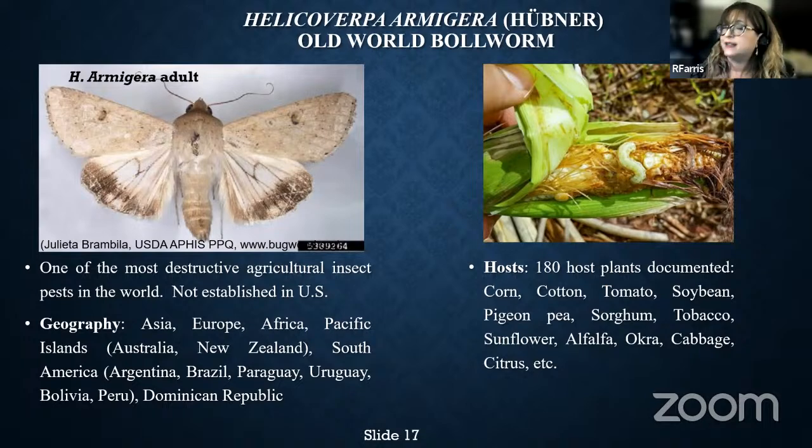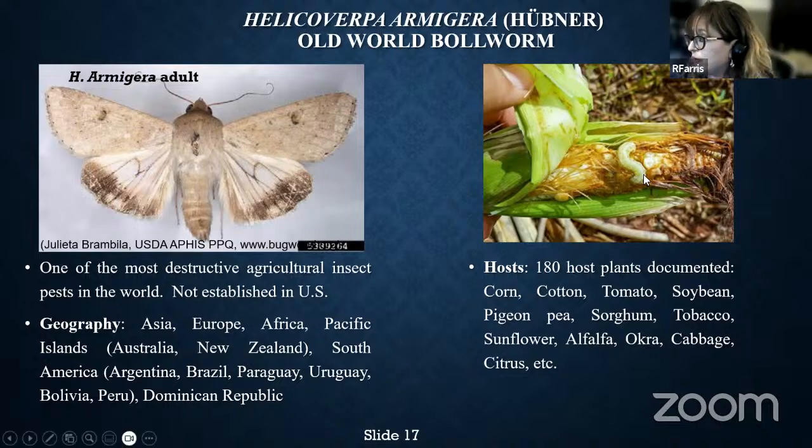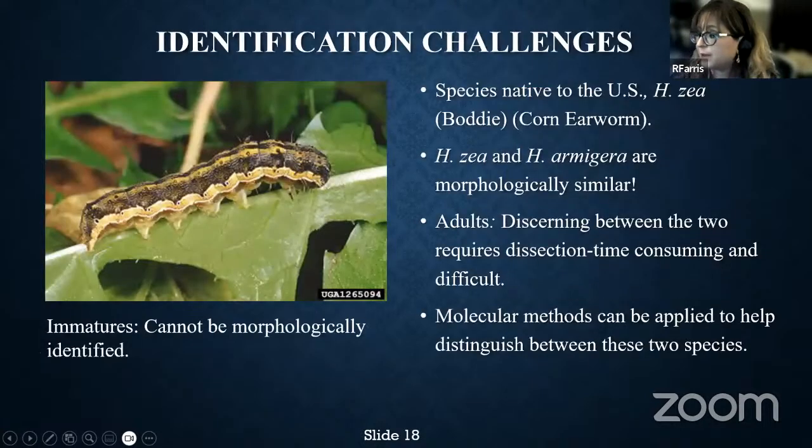So it has a very large host range. Over 180 host plants have been documented, which include corn, cotton, tomato, all the way up to cabbage and citrus. There's quite a bit. There's an image here I'm showing you. That is a corn, and you can see what looks like a little worm in there. That's actually an immature of the Helicoverpa genus right there. All right, next slide.